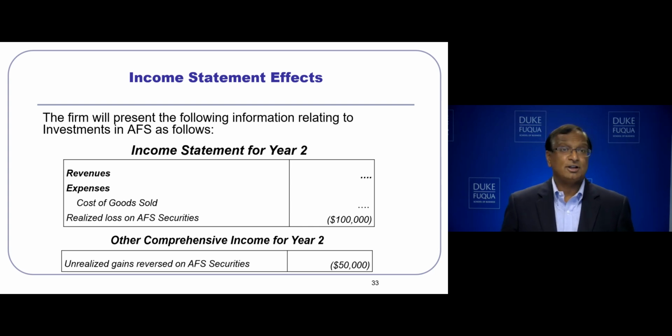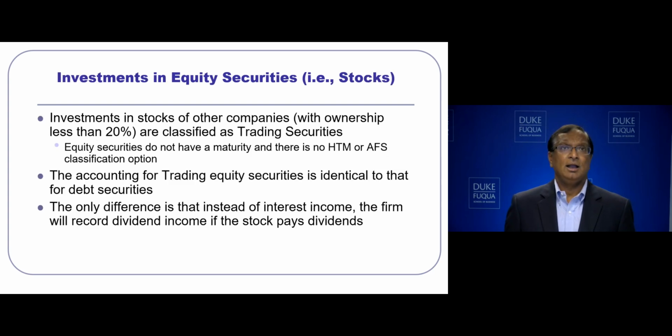So this concludes the transactions for the debt security under the 3 classifications. Moving on to investment in equity securities, that is stocks. Investment in stocks where the ownership is less than 20% are classified as trading securities. Notice that equity securities cannot be classified as held to maturity because they don't have a maturity. And then they cannot be classified as available for sale either.